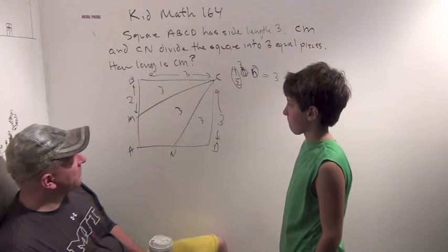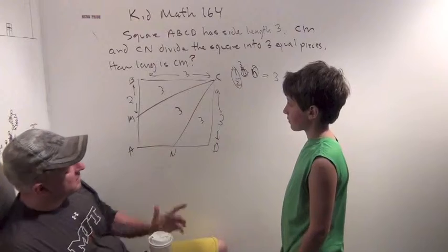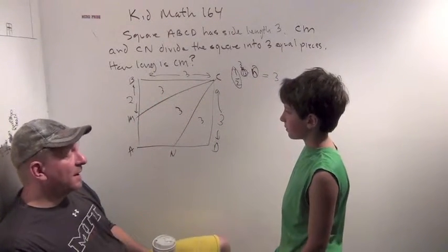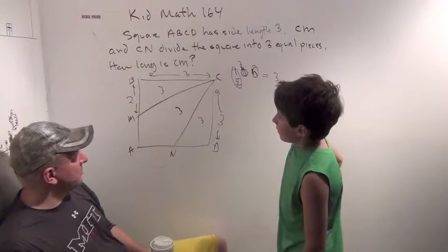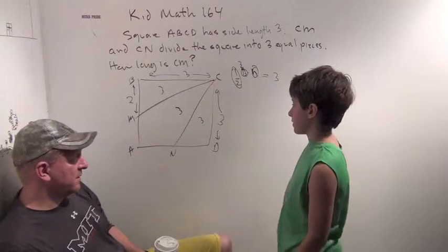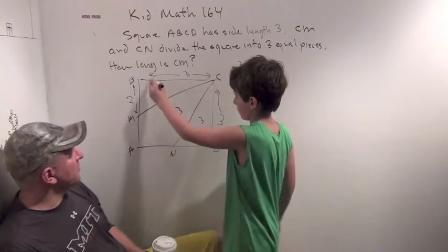All right. Now, why do you know you can use that formula with this triangle? Because it's a right triangle. It's a right triangle. That's really important. This is a right angle. And why do you know that's a right angle? Because it's a part of a square. It's a part of a square.